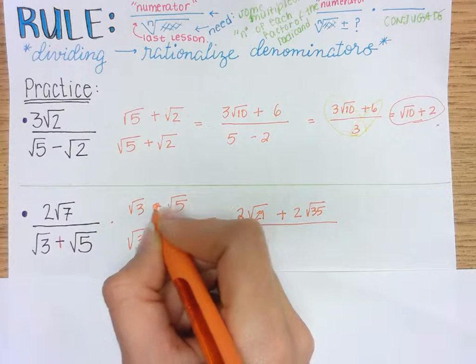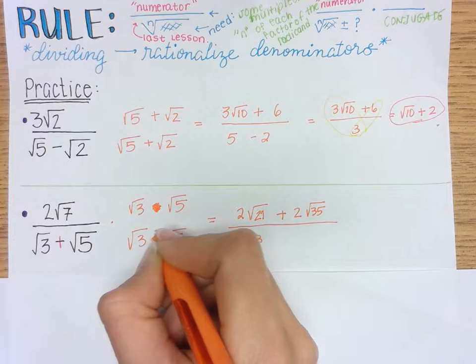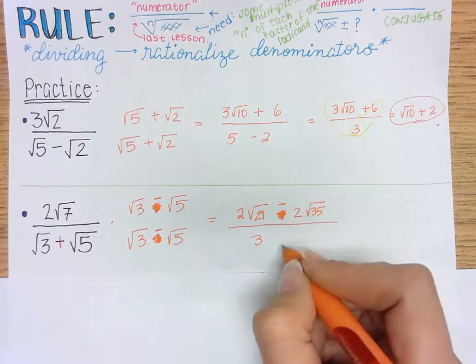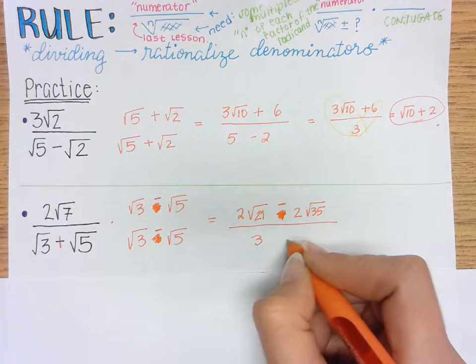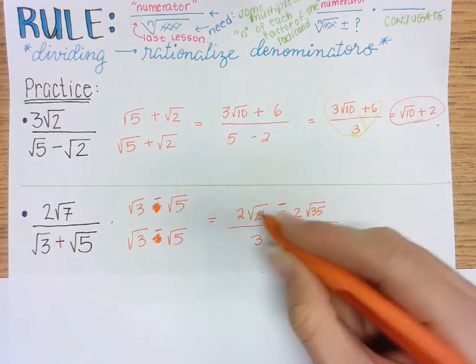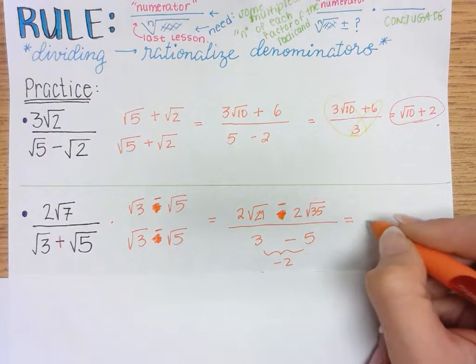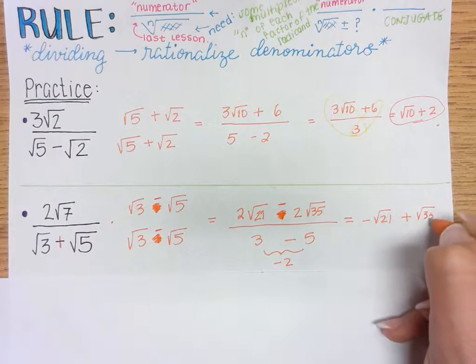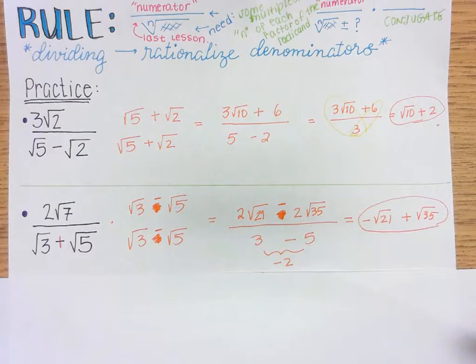Oops, I totally lied. These should be minus signs. Please, please, please make them minus signs. That's a minus sign. 3 minus 5, which is negative 2. Pretzel out the negative 2. What do I get? Negative square root 21 plus square root of 35 again. Any issues? Press pause and come back.